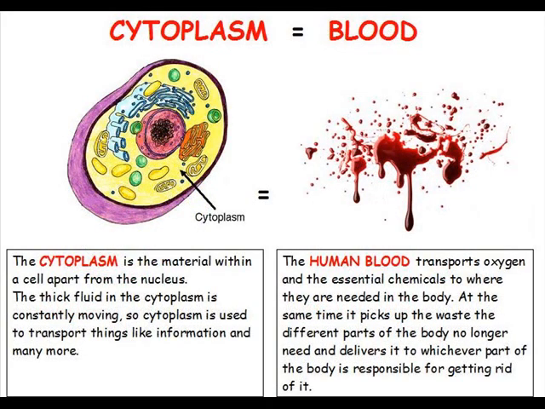The cytoplasm is a material within a cell apart from the nucleus. The thick fluid in the cytoplasm is constantly moving, so cytoplasm is used to transport things like information and many more. We can compare the human blood to the cytoplasm because the human blood transports oxygen and the essential chemicals to where they are needed in the body. At the same time, it picks up the waste the different parts of the body no longer need and delivers it to whichever part of the body is responsible for getting rid of it.